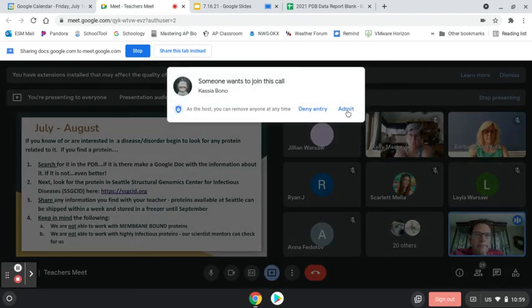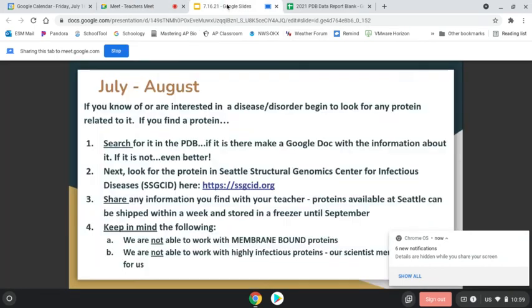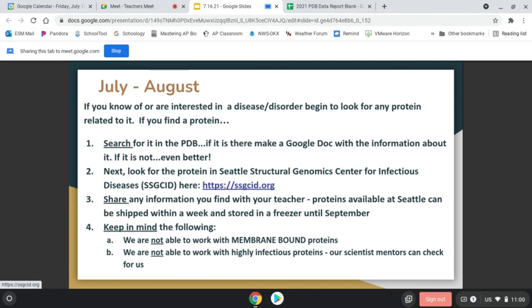And you can do that yourself. The link is here in the slide. These slides are going to be on the Google Classroom, so you can click right here and that'll take you right to the Seattle Center for Infectious Diseases. You literally just type in the name of that protein and you can see if it comes up. The other important thing is to share any information you find with your teacher.